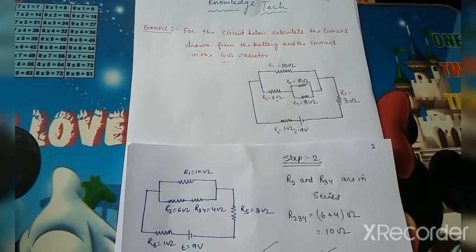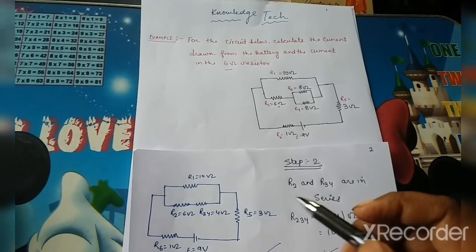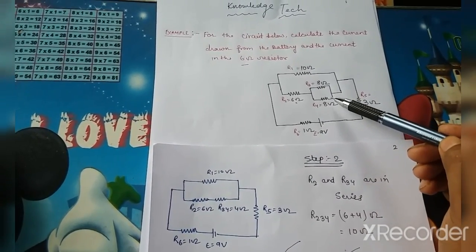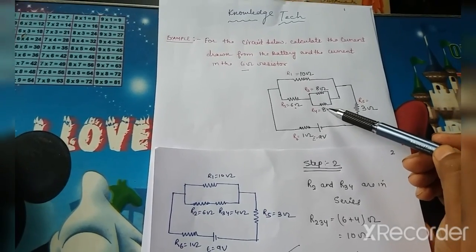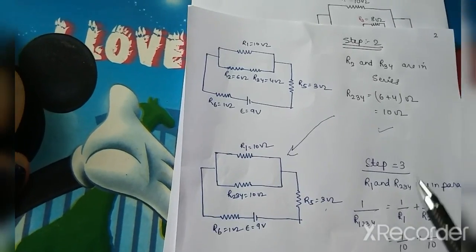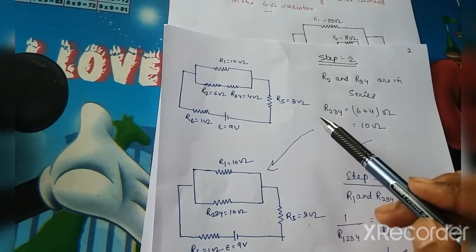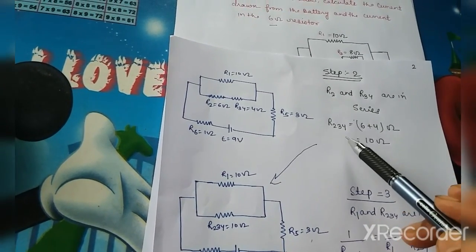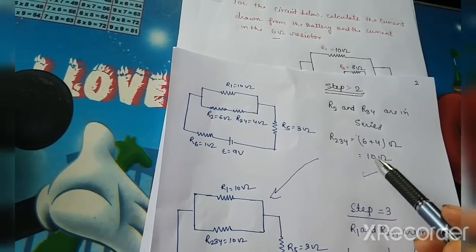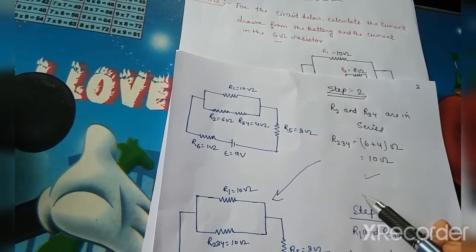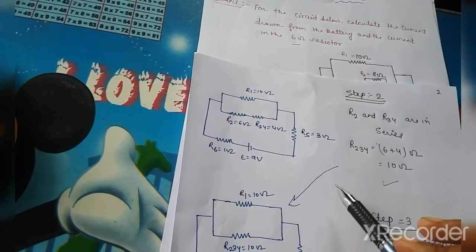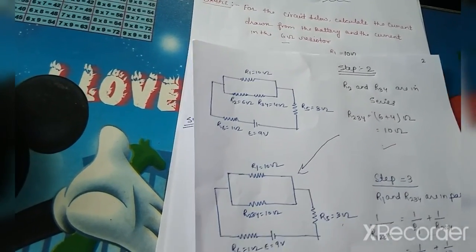In step 2, we have taken the result of step 1, where R3 and R4 are in parallel, so we get the parallel equivalent equal to 4. So here is the new circuit. Here R2 and R34 are in series, so R234 should be 6 plus 4 ohm, equal to 10 ohm. So we get another equivalent resistance, R234, and we can draw a new circuit.